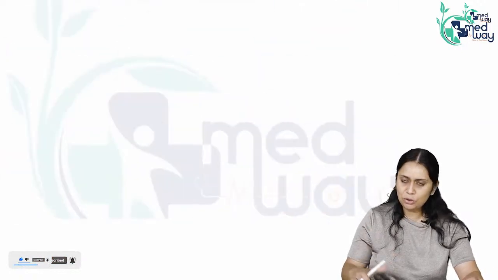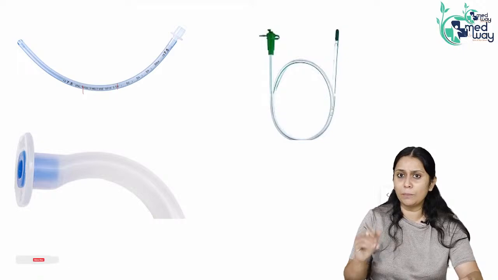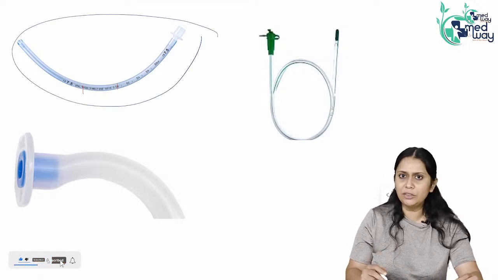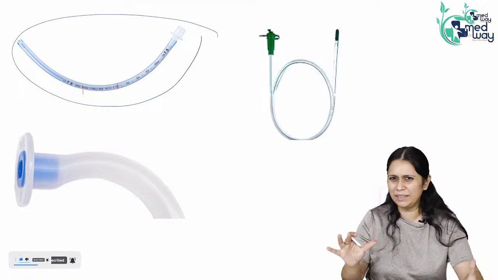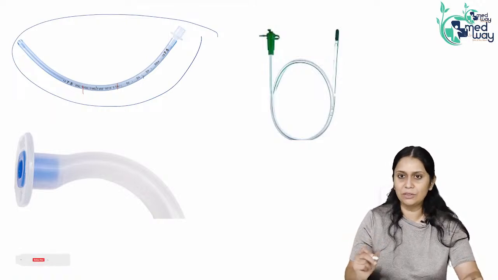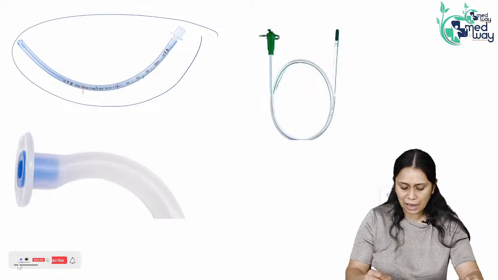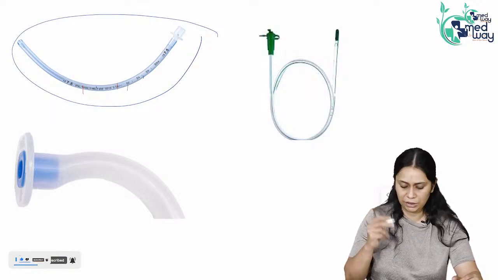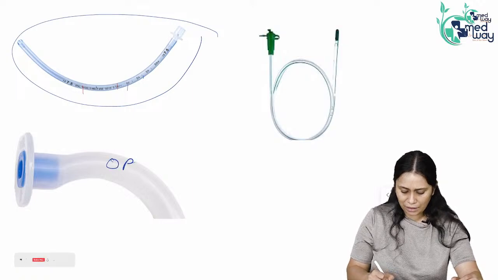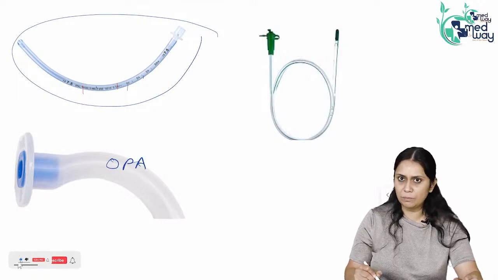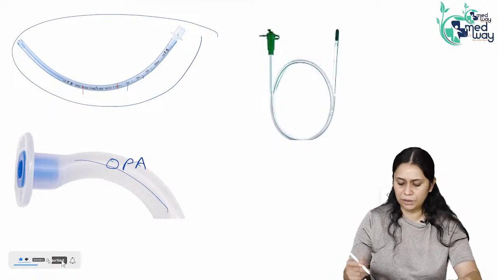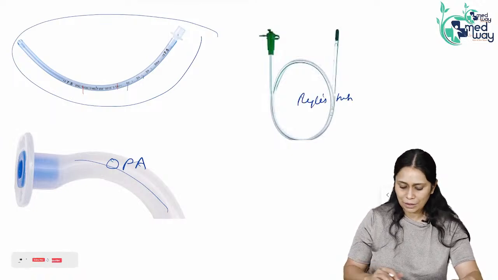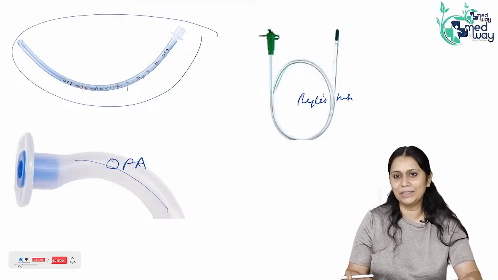So let me show you images of the other 3 options which were given. The other option was uncuffed ET tube. An uncuffed ET tube would also look like that, but it will have markings on it and the size would be written and there would be a universal connector attached to it. So this is an uncuffed ET tube. Then the oropharyngeal airway, made up of rigid plastic. This is the oropharyngeal airway, curved. And this is the Ryle's tube, which you have so many times used. Got it? So that was the nasopharyngeal airway.